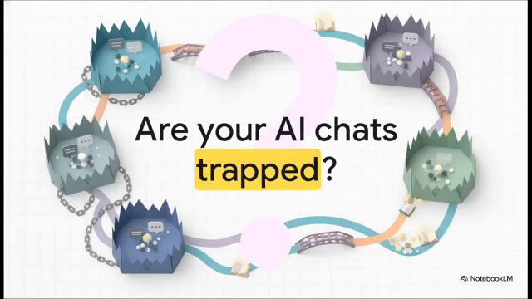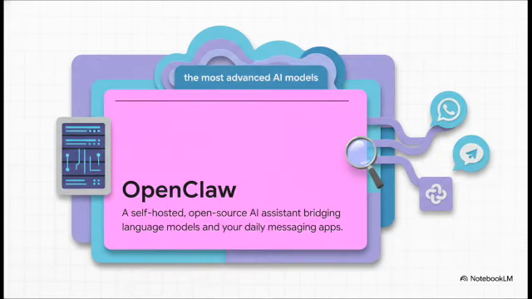I mean, just think about the AI assistants we use every day. They're amazing, for sure, but they all live in these walled gardens, right? They're trapped inside one company's app. They can't talk to each other, they can't connect with your other tools, and all those conversations you have, they're locked away on somebody else's server. And this is exactly the problem OpenClaw is built to solve.